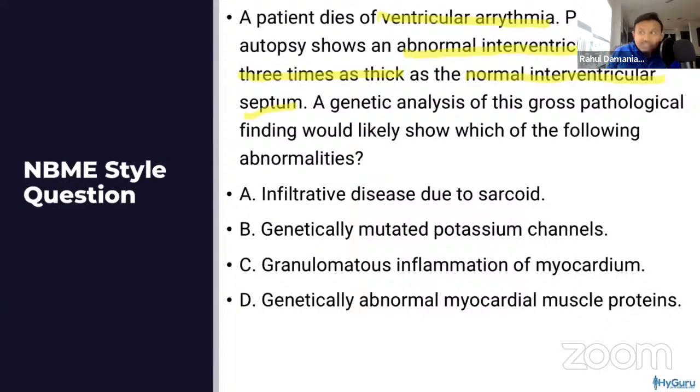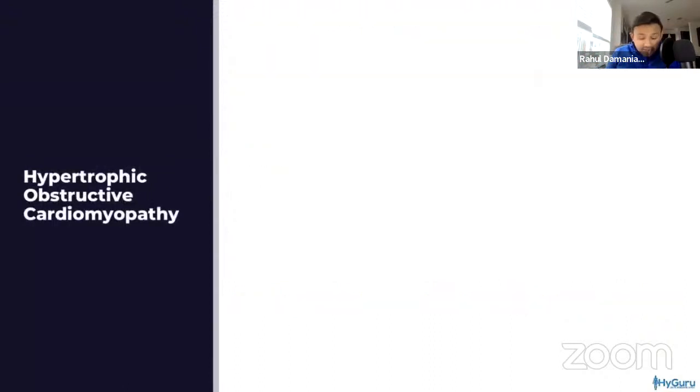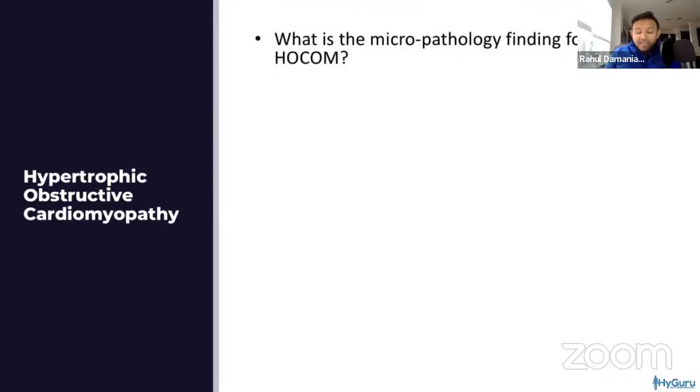Excellent. If you said D, you are absolutely correct. Genetically abnormal myocardial muscle proteins is going to be the pathophysiologic mechanism behind hypertrophic obstructive cardiomyopathy. So when it comes to HOCM, what is the micropathological finding for HOCM? Just as a spaced repetition, it is going to be myofiber disarray. And I'm going to show you a picture of that in the next slide.